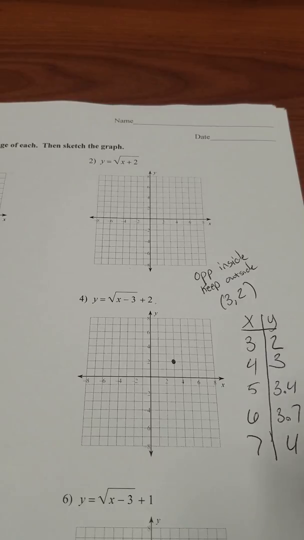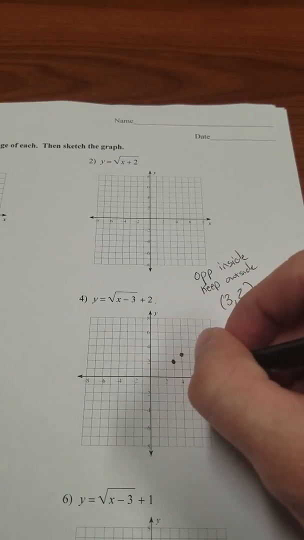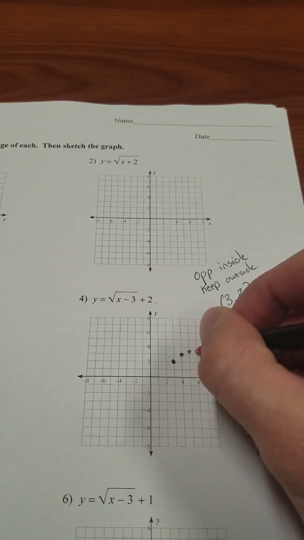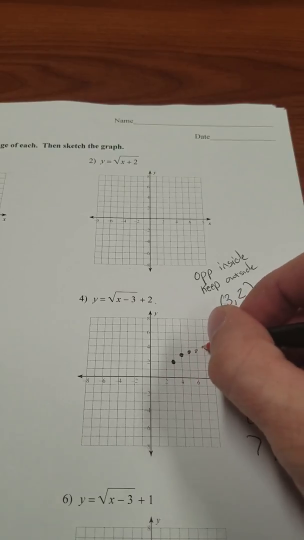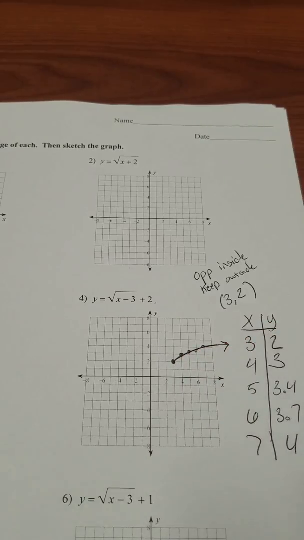Again, type it into a calculator. Get all your values right here. So 4 is at 3. 5, 3.4. 6, 3.7. 7 is at 4. So this thing is going up, and it's making a nice little smooth curve, kind of starting to flatten out, but it's not quite going to flatten out. All right, so that is your function.